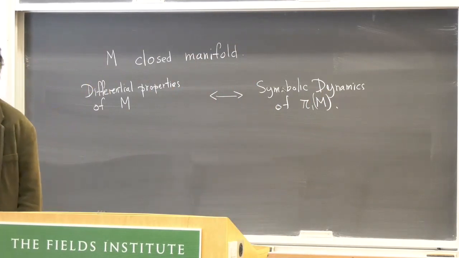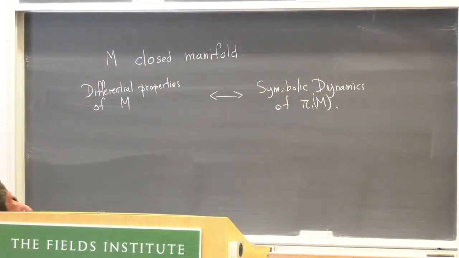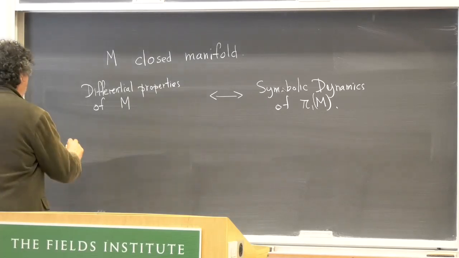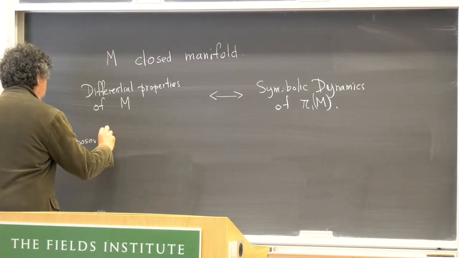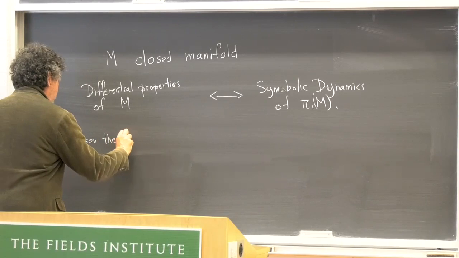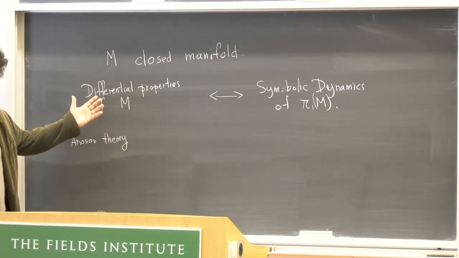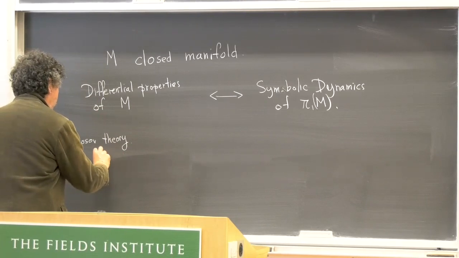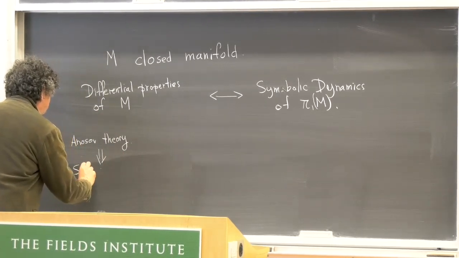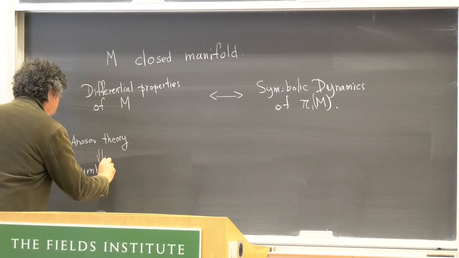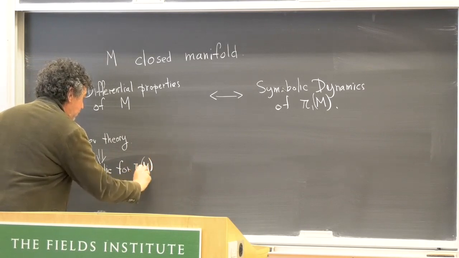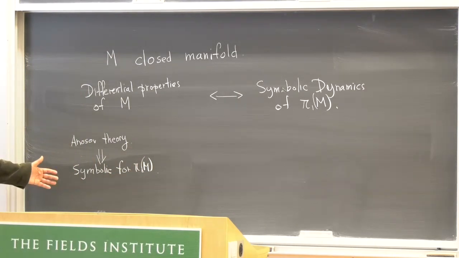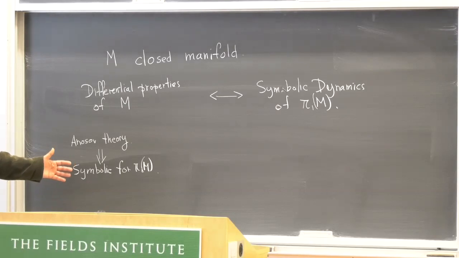And indeed, you will see there will be two sets of conjectures and theorems. The first is a connection with Anosov theory. So this is a dynamical property of the manifold, which will imply some symbolic property for the fundamental group of M. And here I will have a conjecture, and a part of this conjecture is proven, so it will be a theorem. So it's a set of conjectures and theorems.